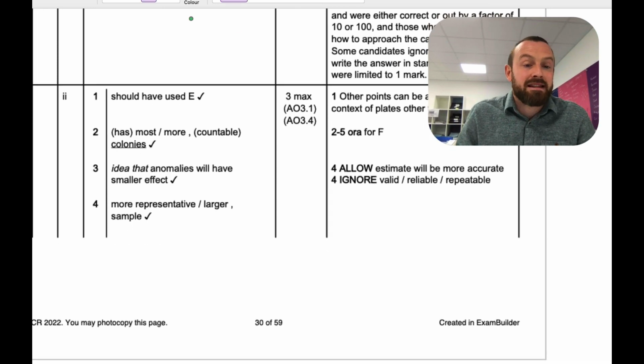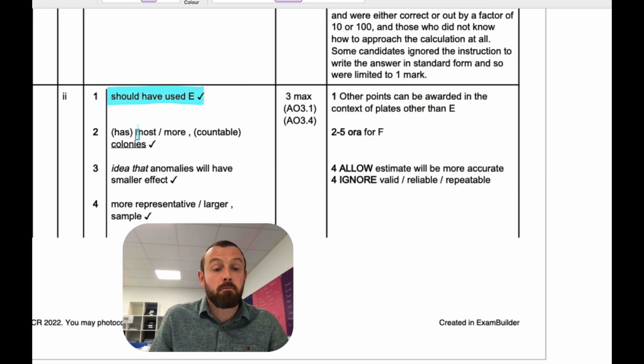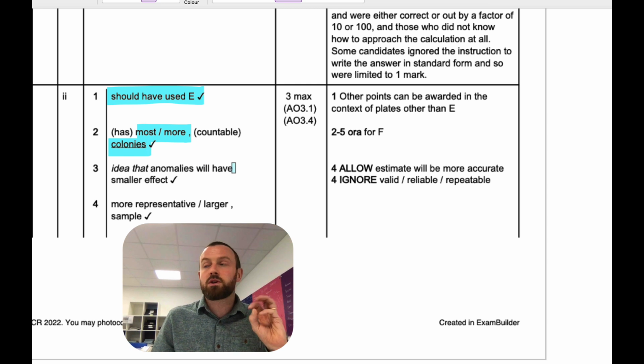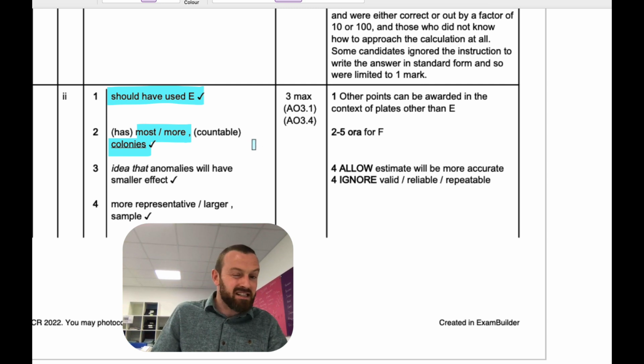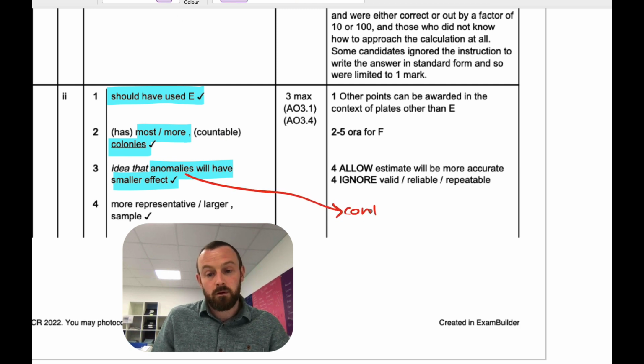So how do you explain that? Well, 1 mark for just saying we should have used E. It has the more colonies. So you always want to use the plate that has the most colonies that are realistically countable. If it's got like 200 colonies, realistically maybe it's not countable. But if it's somewhere below 50, I'd say that's kind of countable. And the reason is that the anomalies will have a smaller effect. And anomalies, mainly in this sort of thing, would be coming from contamination with other bacteria.